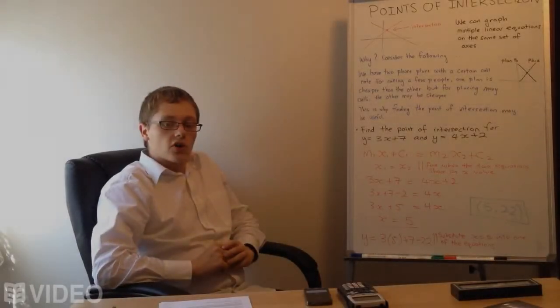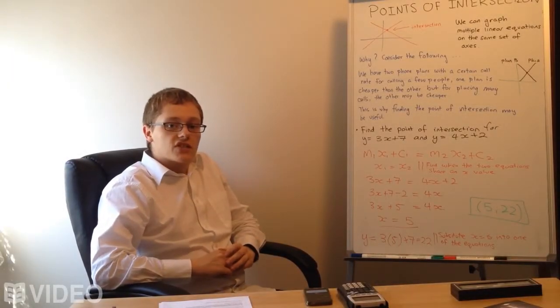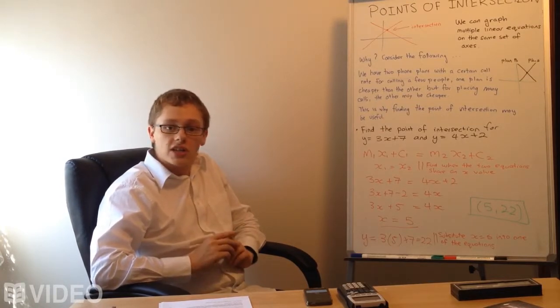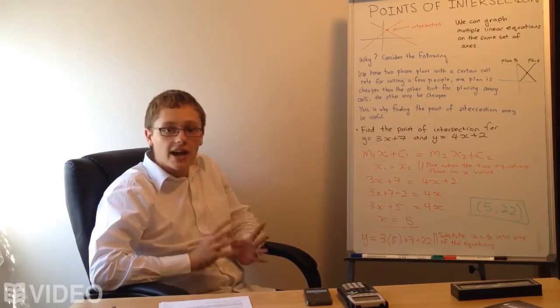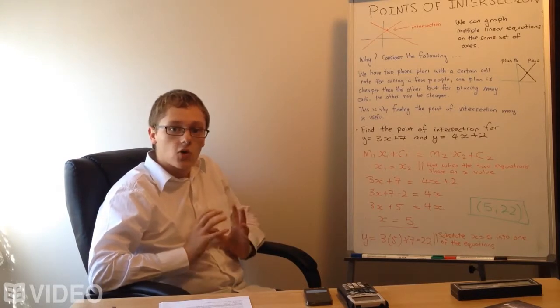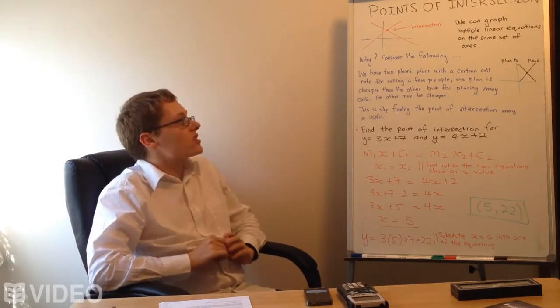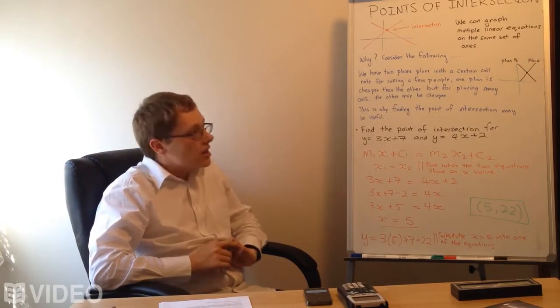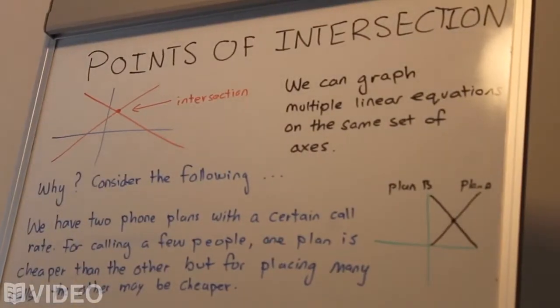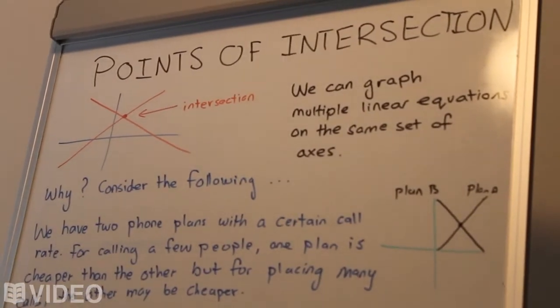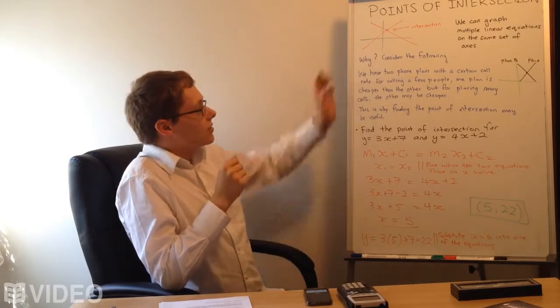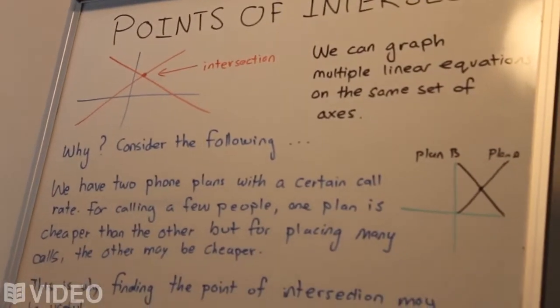So in this episode we're going to be looking at points of intersection. Up until now we've just been looking at a single linear equation and how we can calculate values around that single linear equation. In this episode we're going to start looking at what we can do with two linear equations. In case you didn't know, we can graph multiple linear equations on the same set of axes on the Cartesian plane. And one question you might be asking is why?